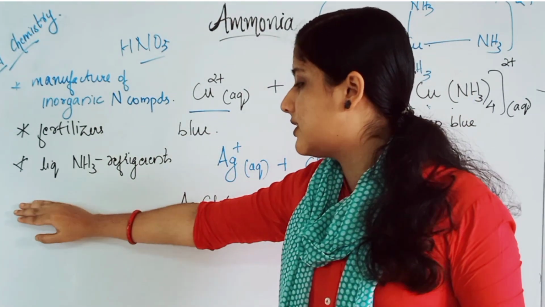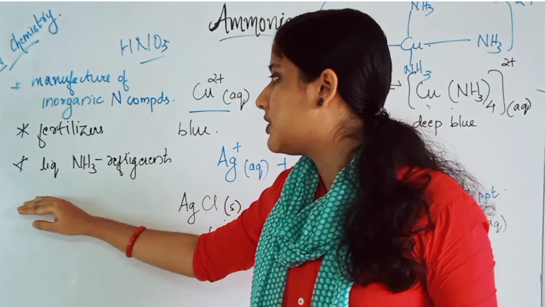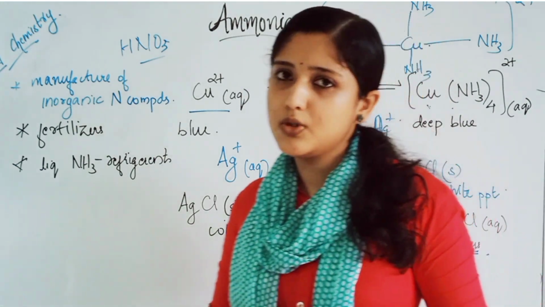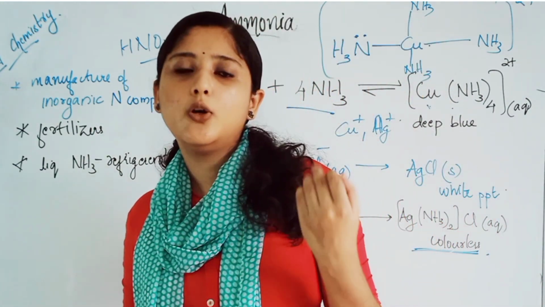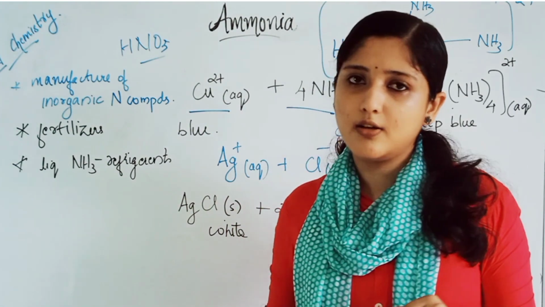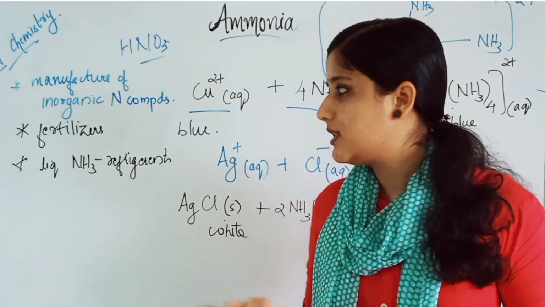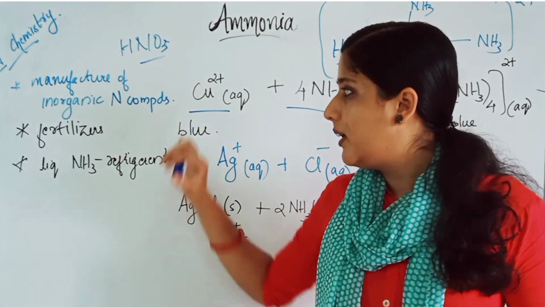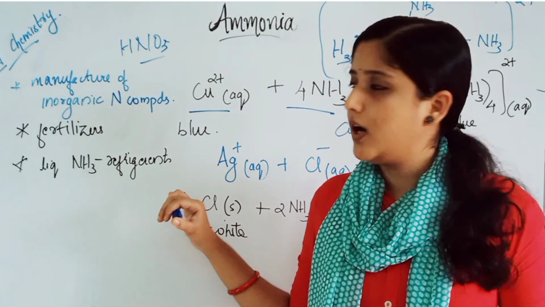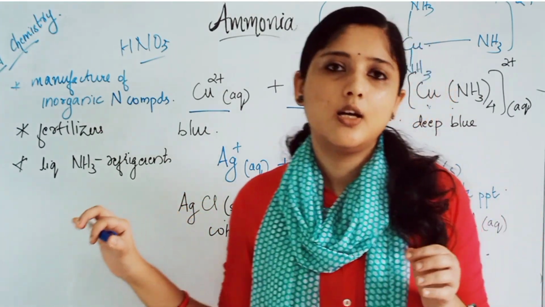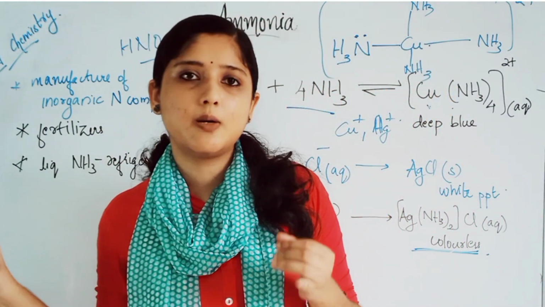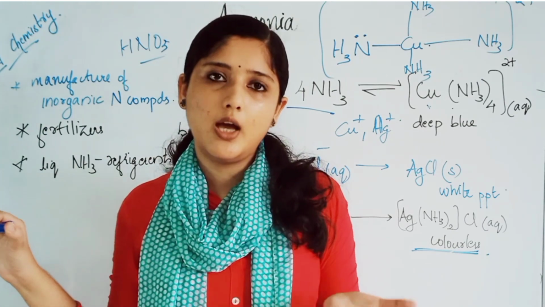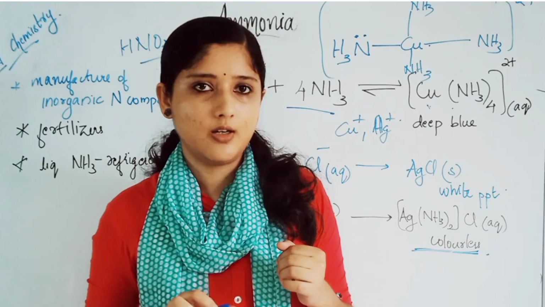And the last use that we need to study is about liquid ammonia. Liquid ammonia is used similarly to liquid nitrogen. Dinitrogen is used as a refrigerant for preservation, isn't it? Similarly, liquid ammonia is also used as a refrigerant. These are the main uses of ammonia. We studied the preparation methods, industrial preparation, laboratory preparation, and also the main properties of ammonia and also uses we discussed here.